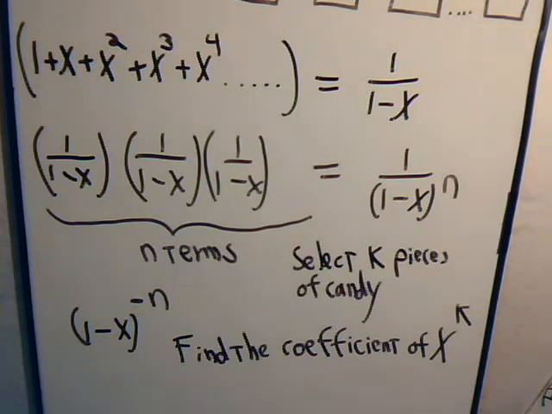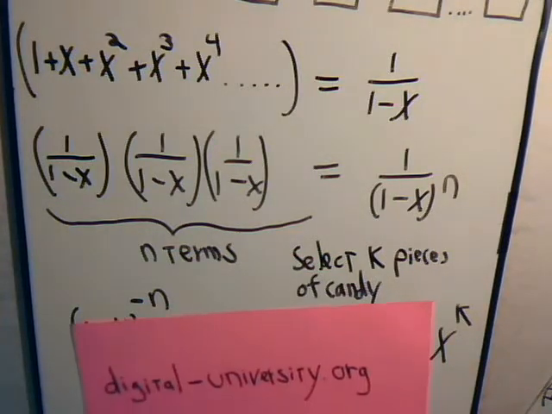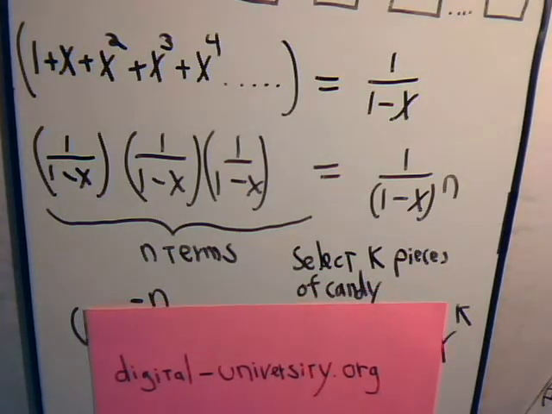Okay, and how do we do that? Well, if you've been following the series, you know that we covered the binomial theorem when we had positive exponents as well as negative exponents. And if you missed those videos, go to the website at digital-university.org. All the videos concerning combinations, permutations, and probability problems are listed there, presented in their proper sequence.